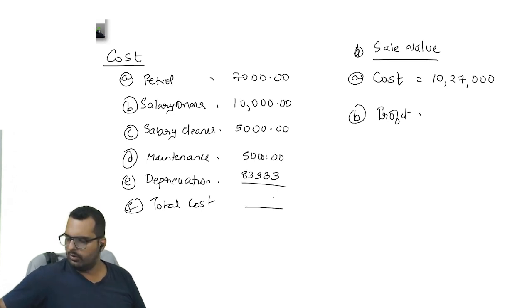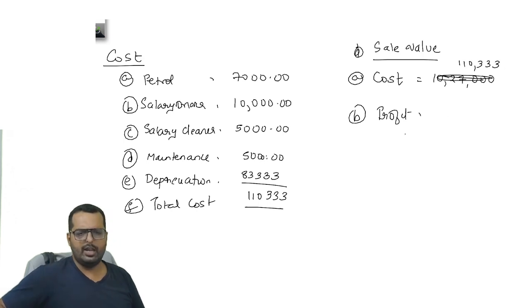83,330. So what will be the total cost now? 7,000, 10,000, 5,000, again 5,000, 1 lakh 10,000, 333. Okay.